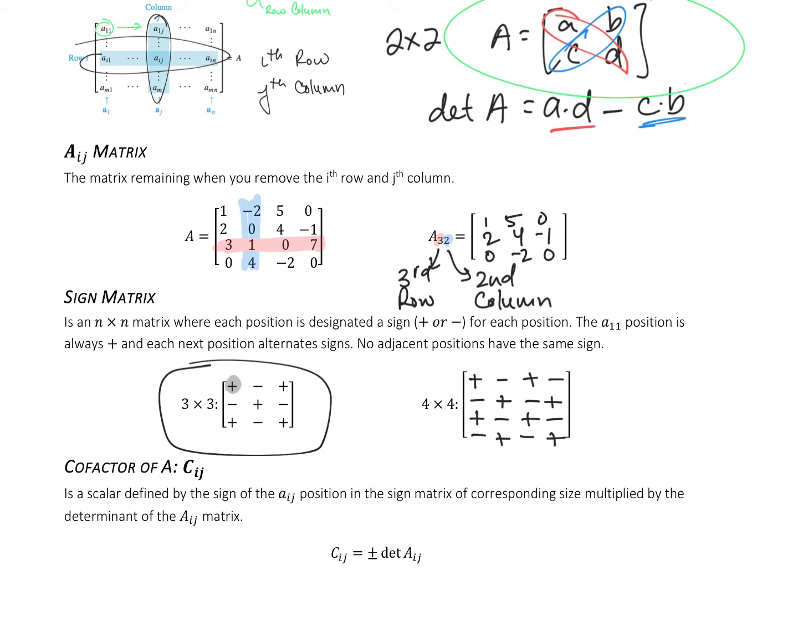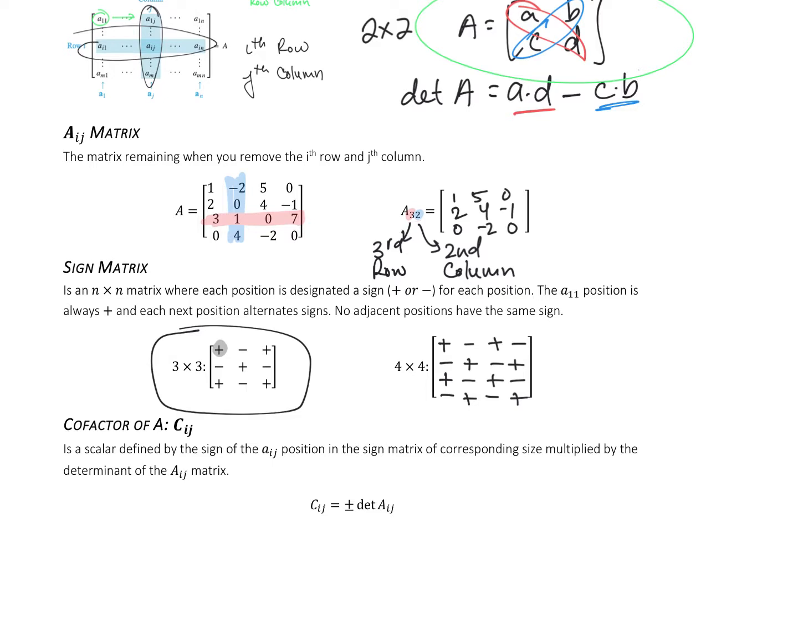So the Aij matrix and the sign matrix together are going to give us what we call a cofactor of A. So the cofactor of A is going to be defined by, for any position, so if I want the Ij position, I'm going to go find the sign of that Ij position in the sign matrix, and then I'm going to multiply that by the determinant of the matrix that's left over when I cross out the I and the J columns and squish that thing back together. Hope that kind of makes sense.